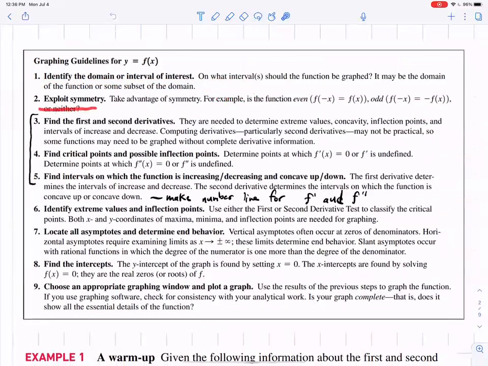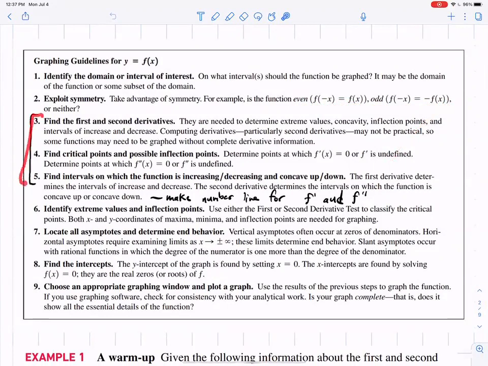We want to exploit symmetry whenever possible. This one's not super important either, but we'll talk about that. Remember, even functions are symmetric across the y-axis, and odd functions are symmetric along the line y equals x. And so you can use that to your advantage.